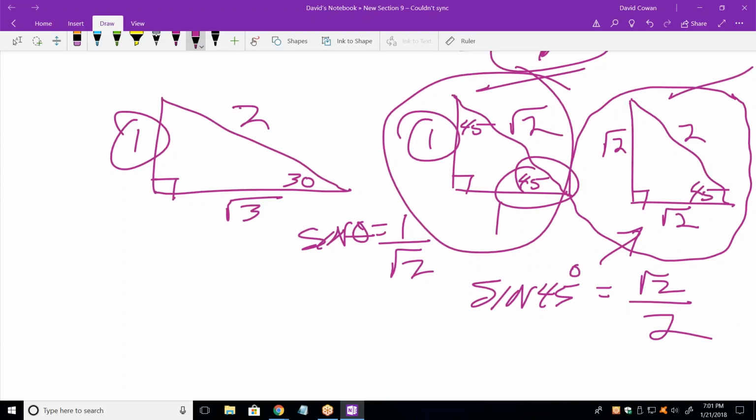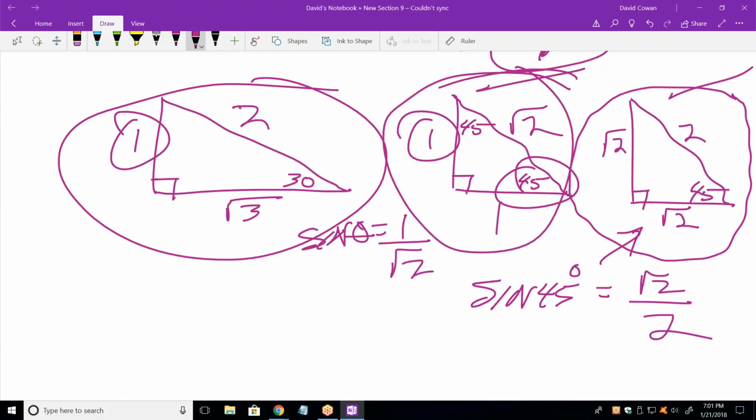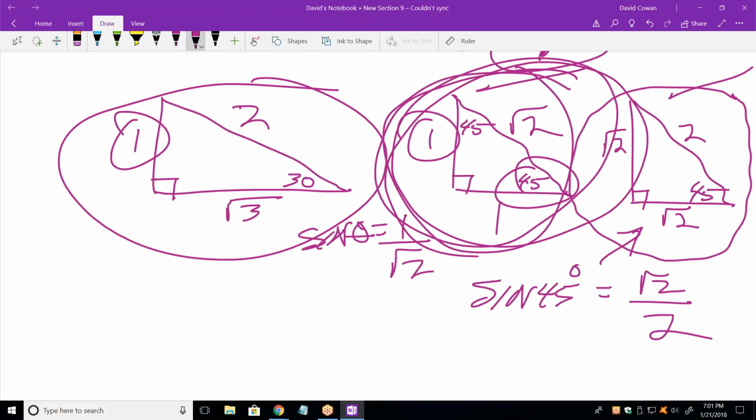Mm-hmm. The only thing these do not give you are your quadrantal angles. In other words, this one doesn't tell you what the sine of 0 is or the sine of 90 degrees. You can use a little bit of out-of-the-box thinking to figure it out, but you've got those memorized anyway. So we don't need to go there.